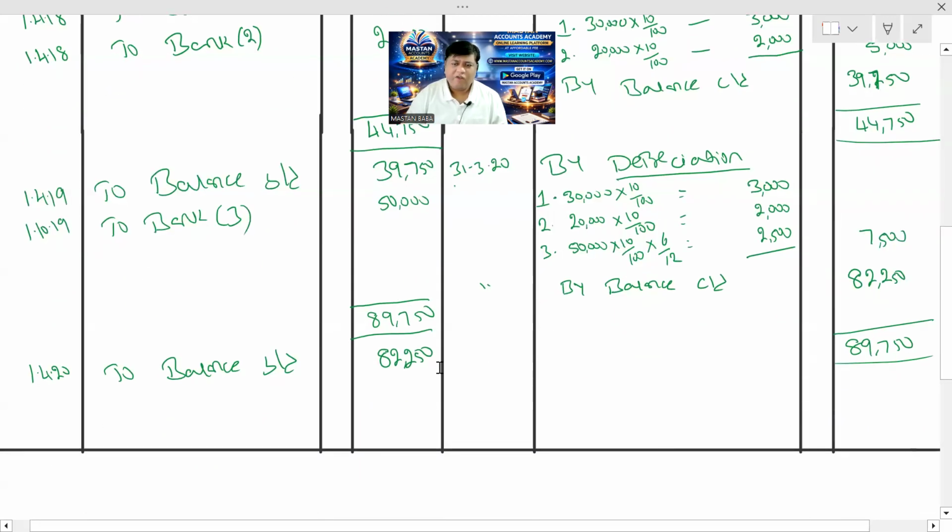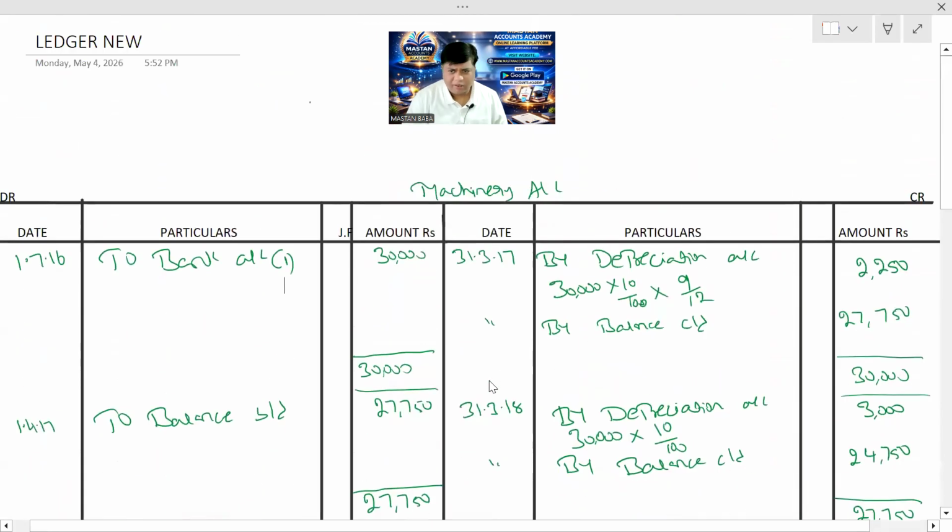What it indicates: you bought 1 lakh worth of machineries, 30,000 one, 20,000 another, and 50,000 another. That 1 lakh value, today, on 1st April 2020, what is the value of my three machineries? 82,250. What it indicates: the three machines' actual value is 1 lakh, but as on today, that is as on 1st April 2020, the value is 82,250. They asked only to prepare the machinery account, so you have to prepare the machinery account.